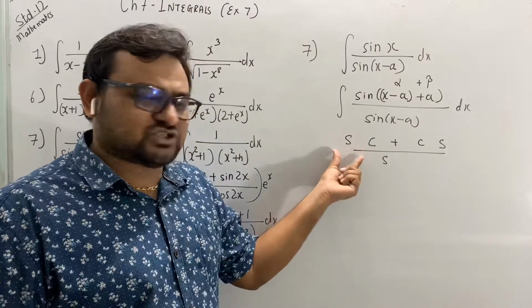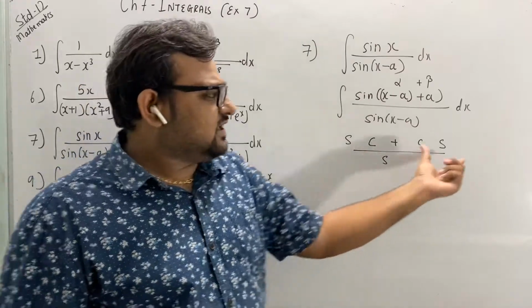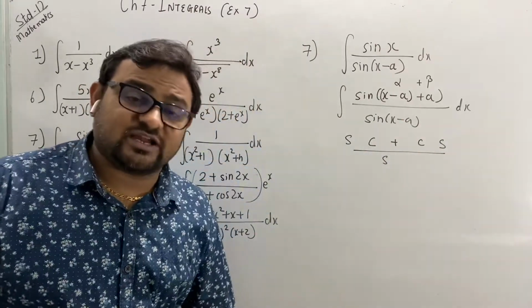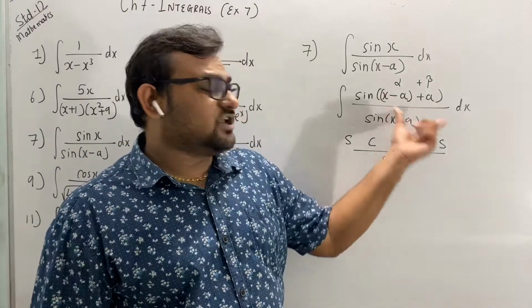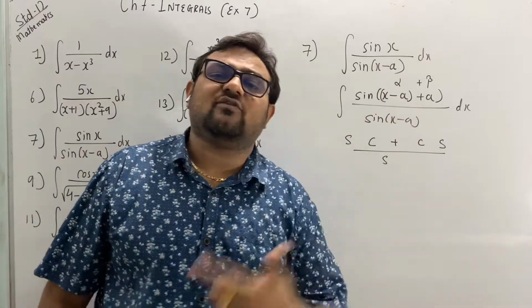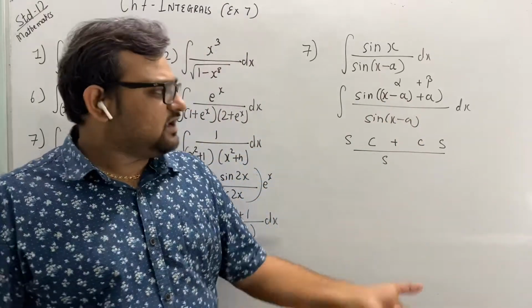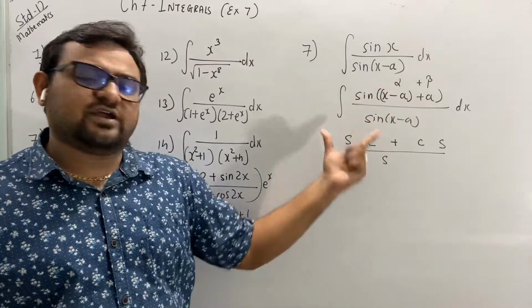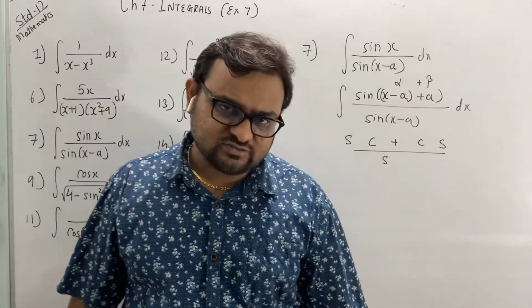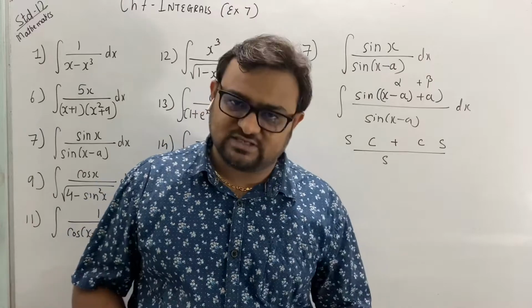Right? First is cos a, so it will be x cos a. Second is sine a constant into cot x minus a. So integration of cot x minus a will be log of sine x minus a. Clear? So use this method and solve the integration. Okay, solve it. Question number 7.